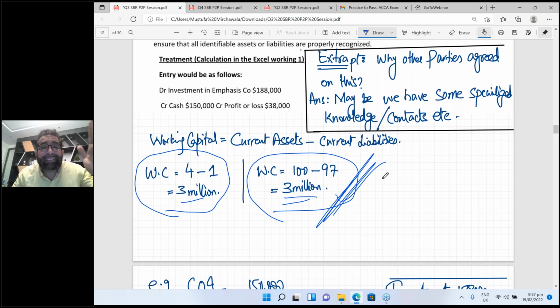Whenever decisions are taken on the basis of a single figure, say working capital 3 million, that person thinks, I will go into this company with 4 minus 1, but we sent him into a company with 100 minus 97. Although the end figure, working capital 3 million, is the same, there is a big difference between these two companies.